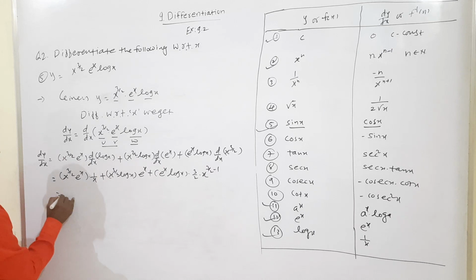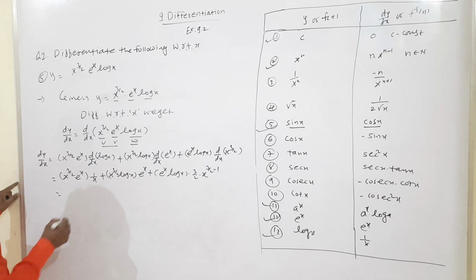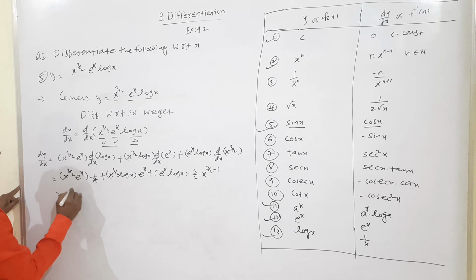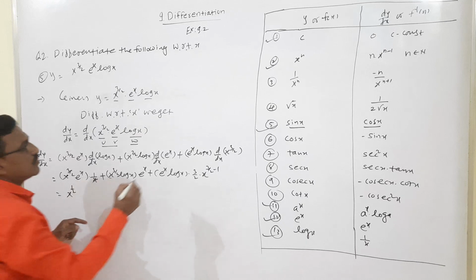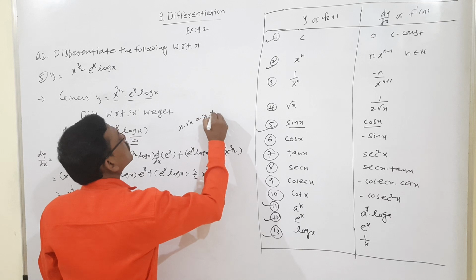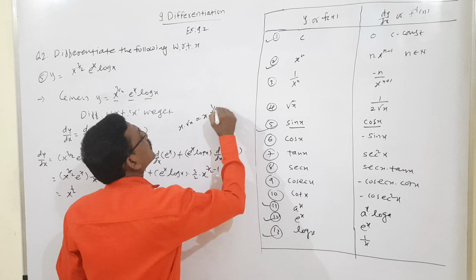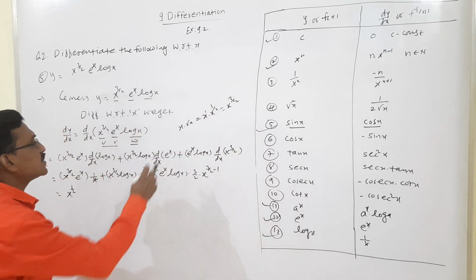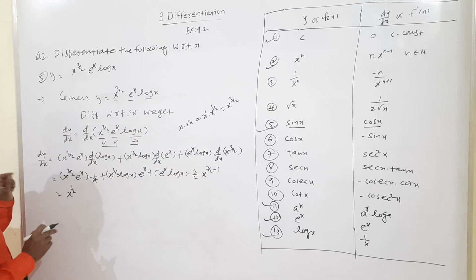Therefore here we cancel out this x: x into x to the power 3 by 2, it is only x to the power 1 by 2. Already we studied that x into root x is nothing but x into x to the power 1 by 2, because the power of root is 1 by 2, so x to the power 3 by 2. That's why we cancel out this x, and it is only x to the power 1 by 2 here.